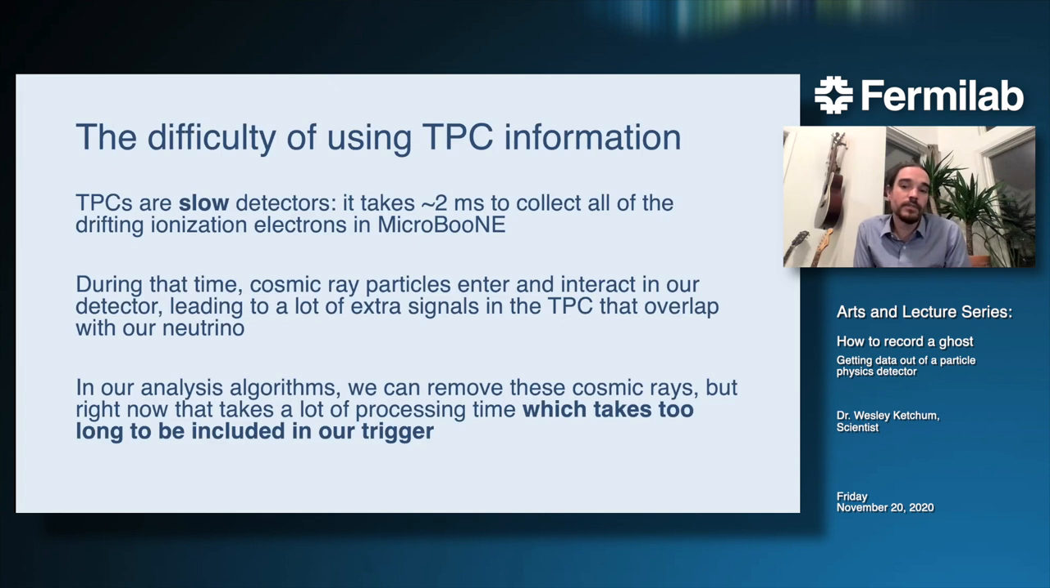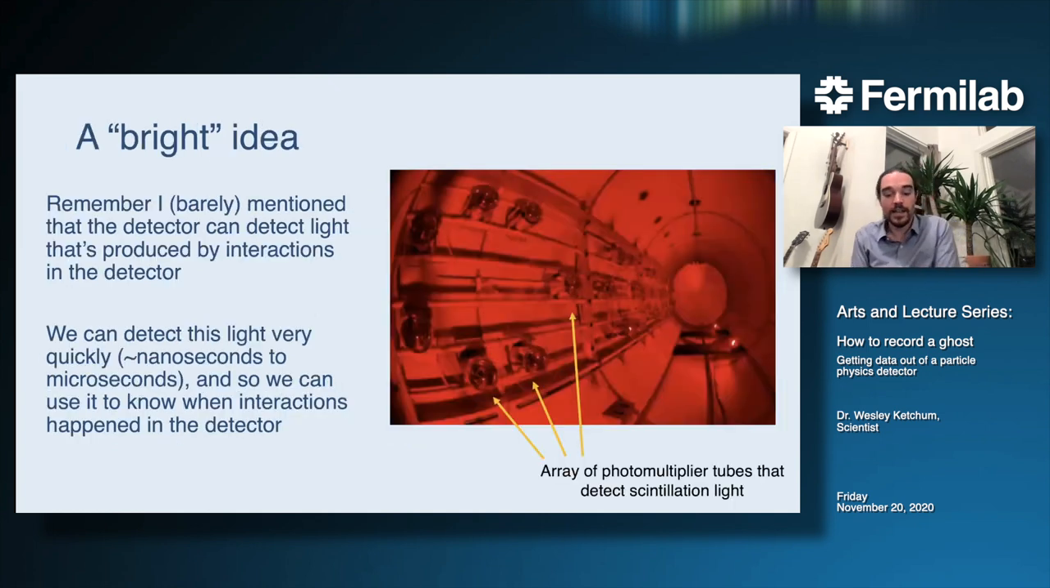And so if we want to use the information from the TPC, it's really hard to do that in real time. In analysis algorithms that we run later, we can remove these cosmic rays. But it takes a lot of processing time, and it takes too long to be included in our trigger, which has to make a quick decision about what kind of data to collect and use.